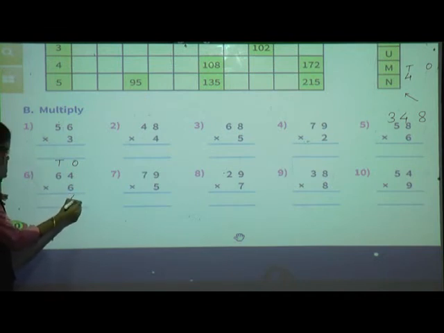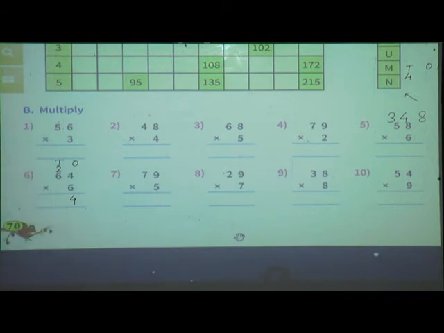So at ones place we will write 4 and will give 2 carry to the tens place. Then 6 into 6 tens. 6 6s are 36 plus 2. Add this 2. 36 plus 2 is 38.